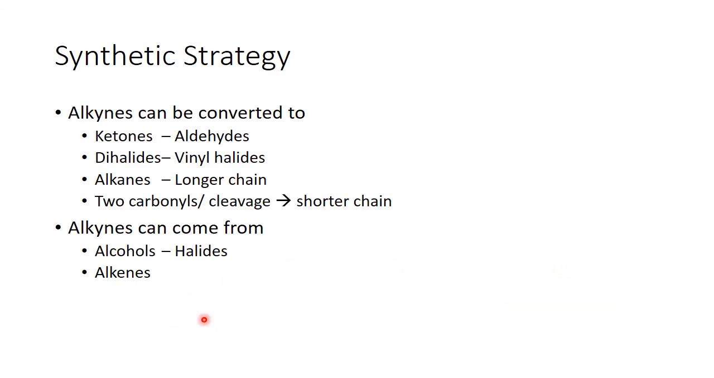So this is what you need to remember: alkynes can be converted to ketones, aldehydes, dihalides, vinyl halides, and alkanes, and you can cleave them to 2 carboxylic acids. Remember, that gives you a shorter chain. And if you're trying to make an alkyne, remember those can come from alcohols, halides, and alkenes.